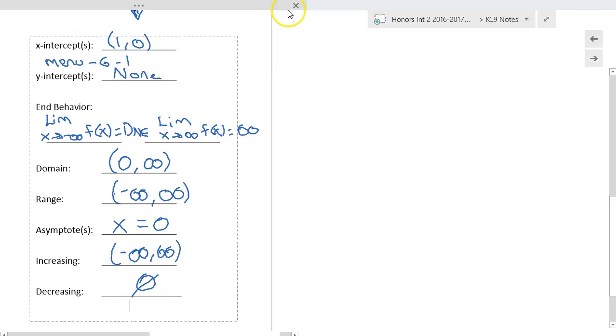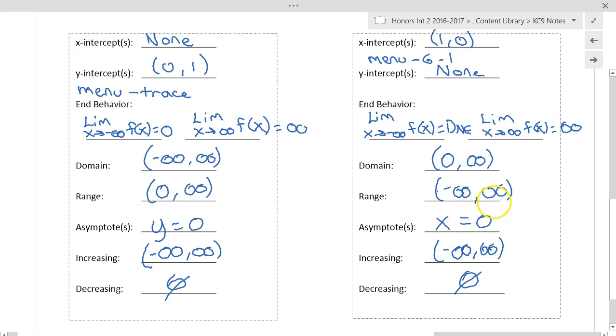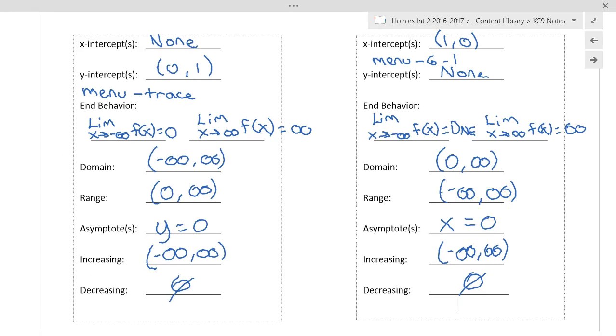All right, so let's look at the properties we just found of these two graphs. If you look, our first graph had no x-intercept, but the y-intercept was (0, 1). Our other graph had an x-intercept of (1, 0), and our y-intercept had none. You should see that these are kind of flip-flopped. Your x and your y values are just flip-flopped. For x-intercept and y-intercept, those match.